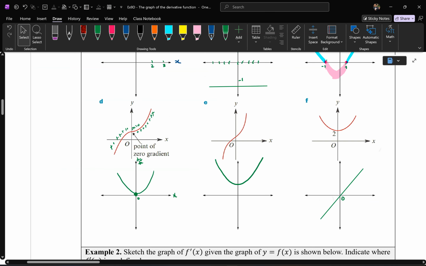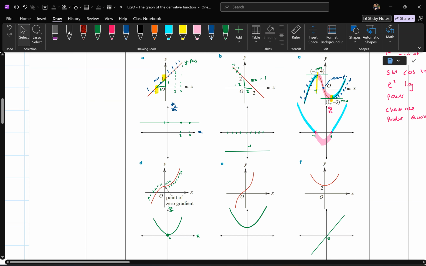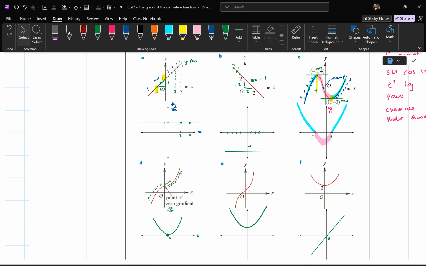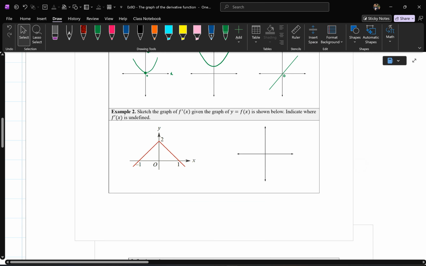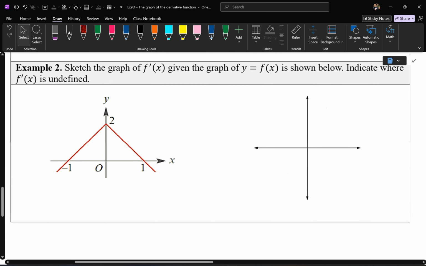That's your D, E, F. These are, to me, still relatively easy. Find the ones in your textbook that have asymptotes involved. Those are good ones to challenge you. Or even the VCAA question I put on the very last page. That's a good one to try. All right. Next one.